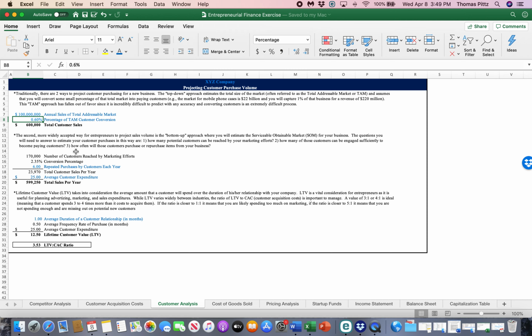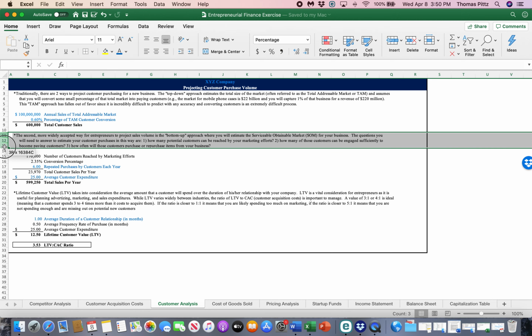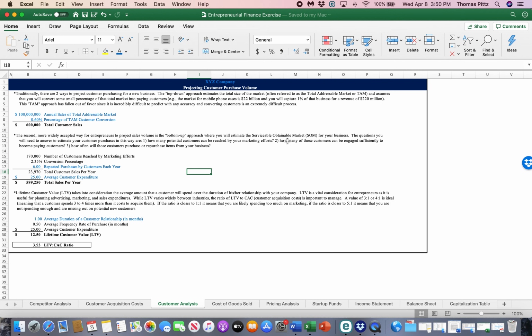This number here, though, the percentage, that conversion percentage, is up for much debate, highly speculative, and really this top-down approach has fallen out of favor for all but the most high-velocity tech startups. The more realistic approach is this bottoms-up approach, where we look at a serviceable obtainable market versus the total addressable market.